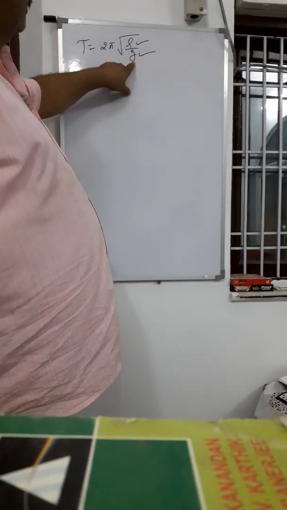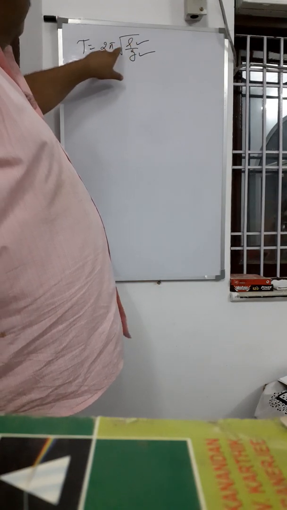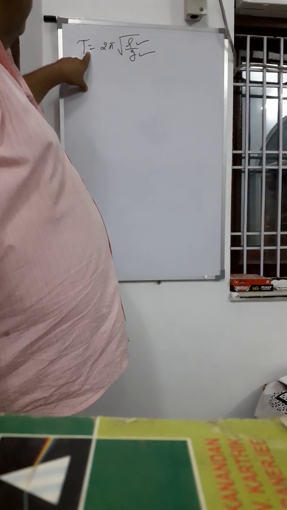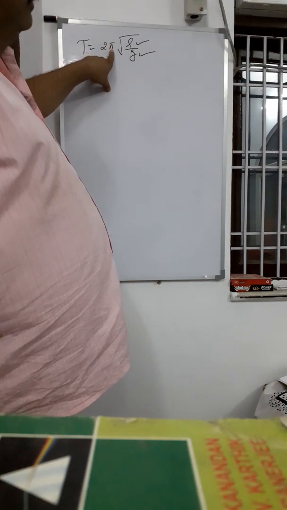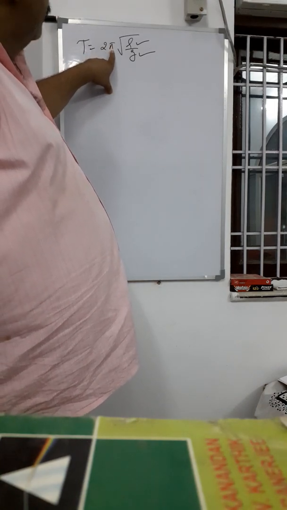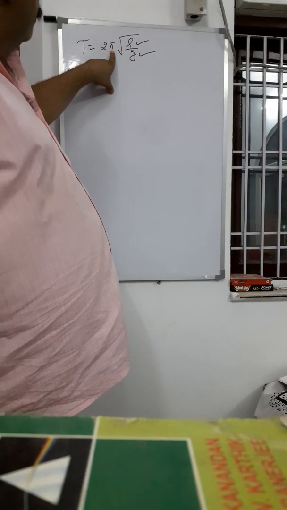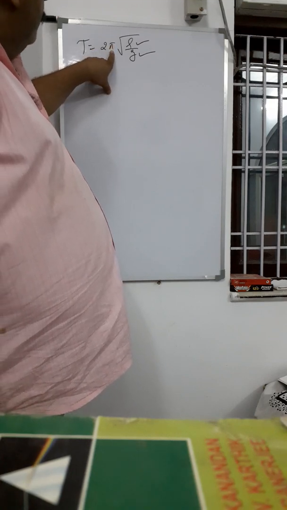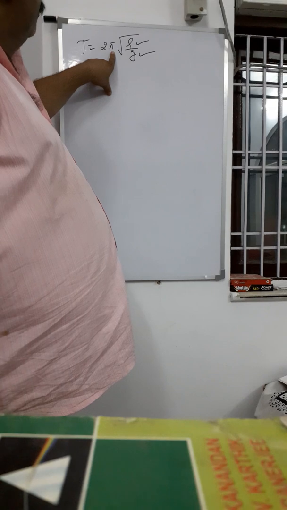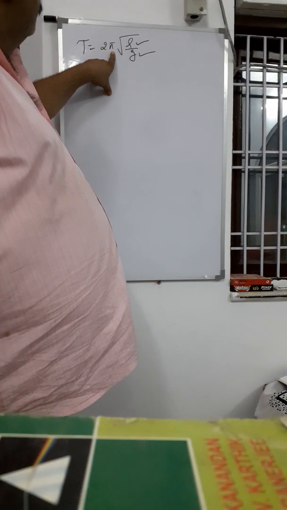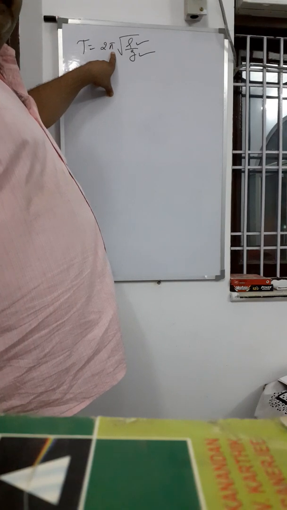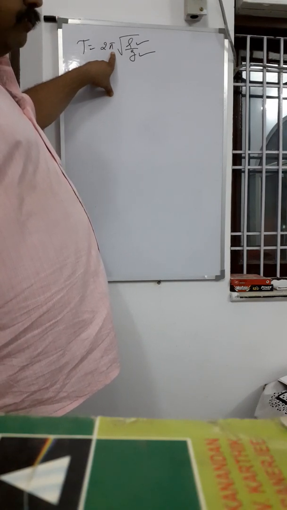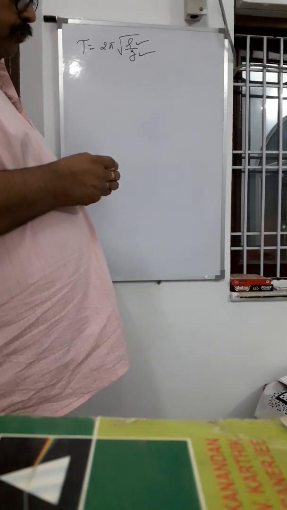Any of these may be asked to calculate, and the time period T can also be asked to calculate. For the value of pi, either use 22/7 or 3.14. Whichever value is given, 3.14 or 22/7 in the numerical problem, that only we will use. That will be easy for the calculation. Understood? So we'll come to the exercise numerical problems.